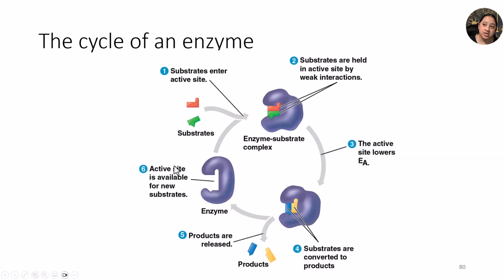So here is another example of another blob. So this is an enzyme, and then it happens to have two substrates in this example. So the two substrates fit in the active site. They're held in place by weak interactions, so they don't just float away. The active site lowers the activation energy of this reaction, and so that helps this process happen. The substrates are now converted into products, and then these products can just be spit out or released. And then the enzyme is still around and available for new substrates.